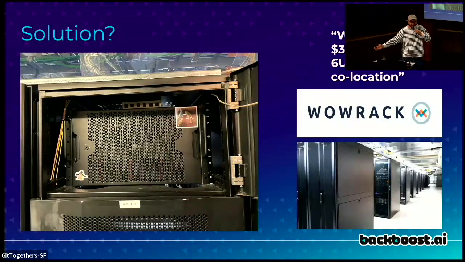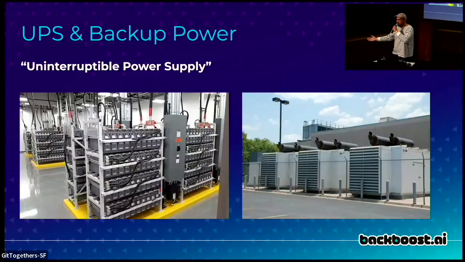What's the solution? The solution is we built our own box. It costs $10,000 and we put cool stickers on it. And it also costs only $300 a month with WoW Rack co-location, and that gets us 6 rack units. This is a business up in Tukwila, Washington, and basically they're like, here, you can put your server in our facility, our independent data center. So that's what co-location is. You don't have to use AWS, you can use colo.